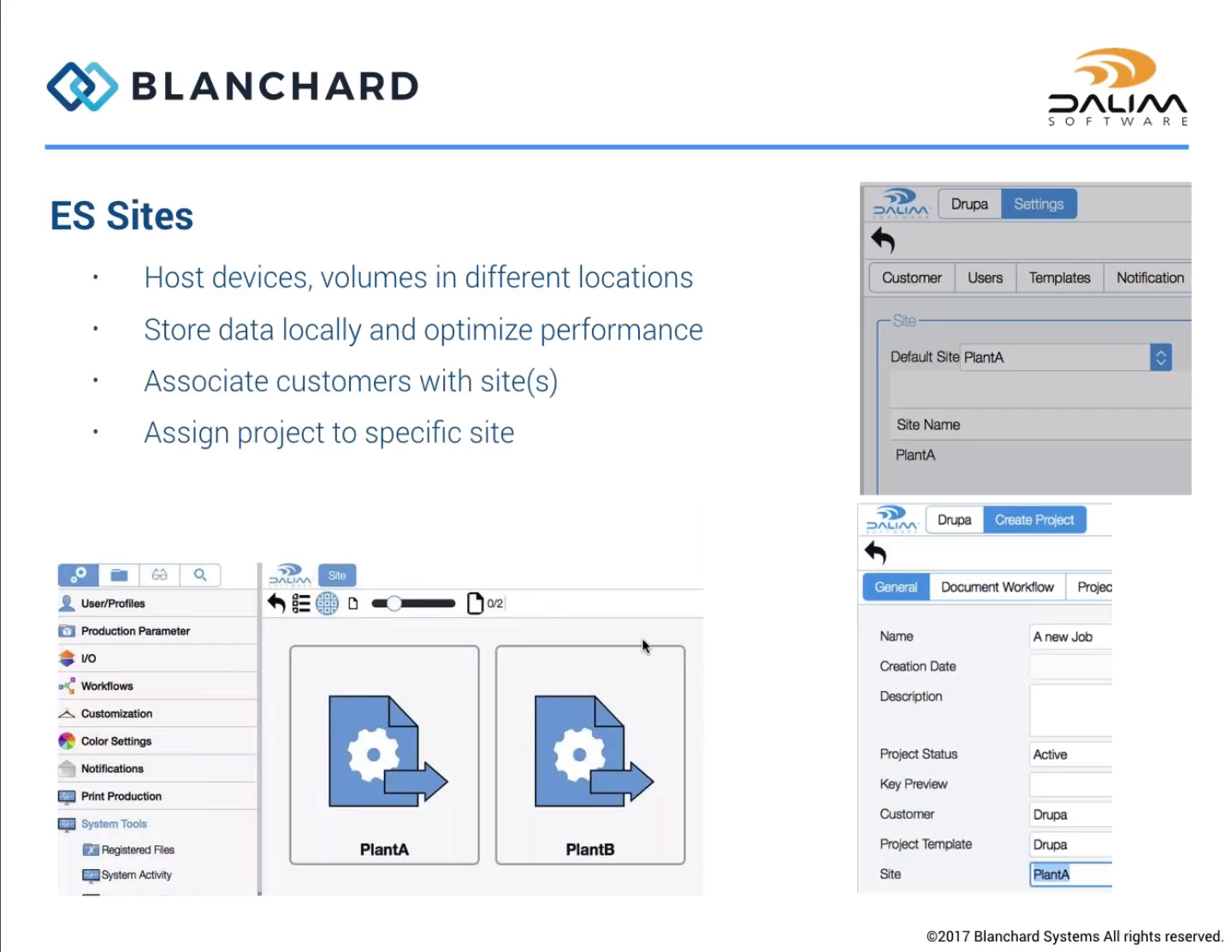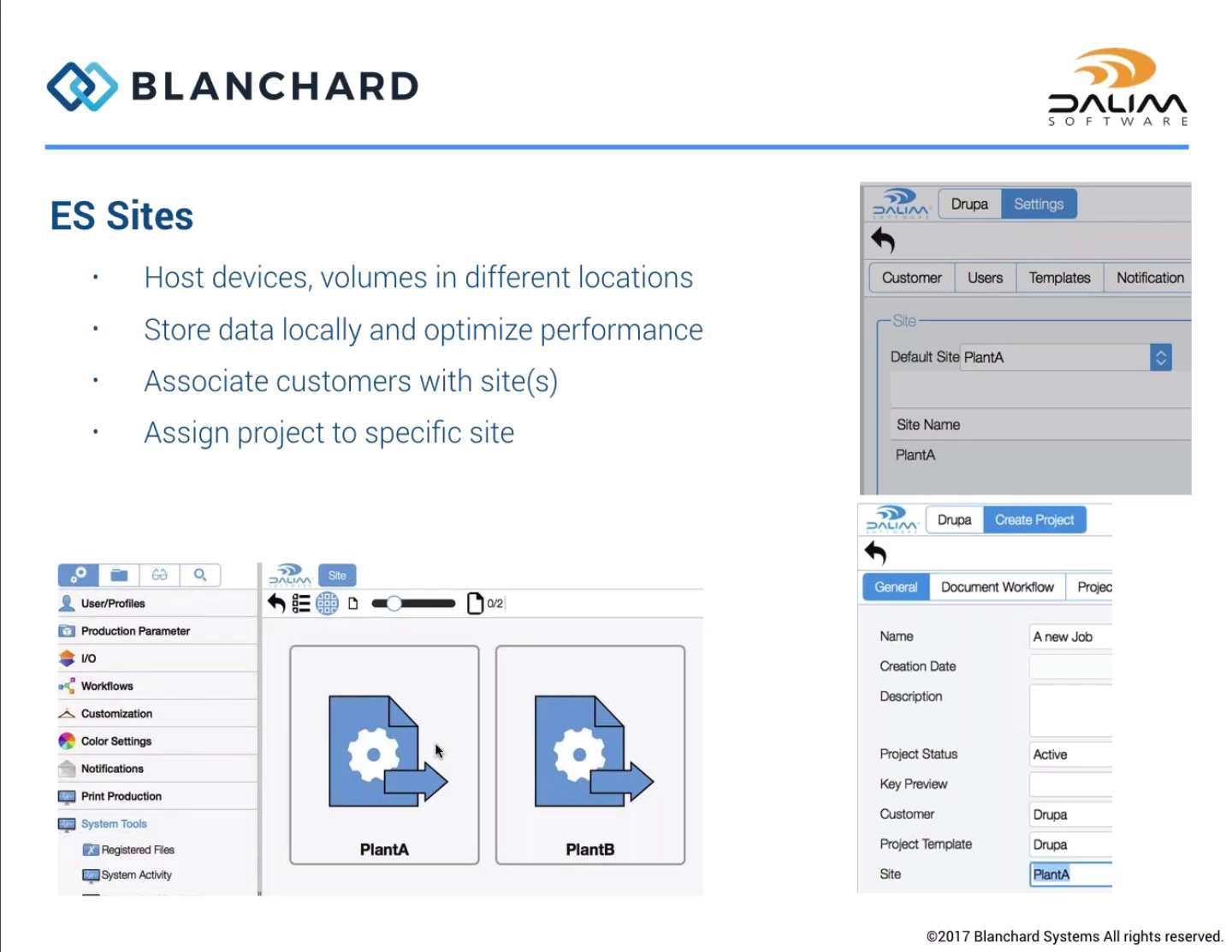How this would be set up in ES, there's a new category in the administrative area called sites, where you can create different sites. Then once you create a site, you can link it to a device. When you add maybe a new eTwist server, you link that device with a plant or with a site. From there, you can link a customer to one or more different sites, and you can assign a project to a specific site.